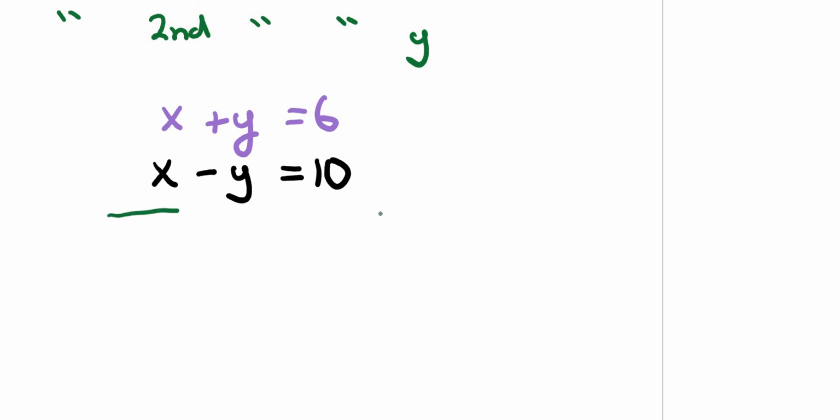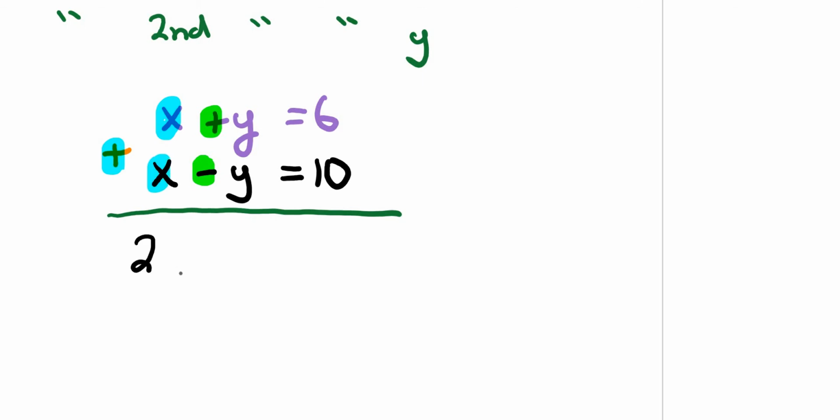So in order to use the elimination method here, I noticed that there's a plus sign and a minus sign on the y's. So let's go ahead and simply add these to eliminate the y variable. So x plus x is going to be 2x. And then y minus y, you add that to a negative y, that just cancels out the y's. And then on the right hand side, I have 6 plus 10, which is going to be 16. All right, so I have 2x equals 16.